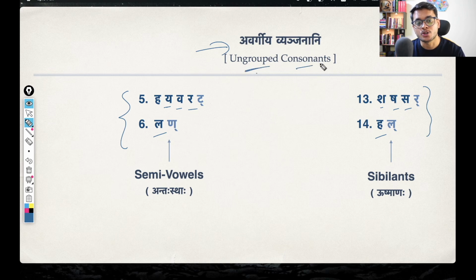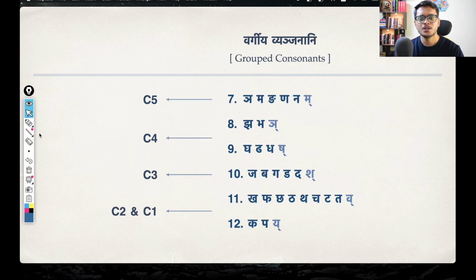They are ungrouped consonants, right? So within consonants also, there is a division, the ungrouped consonants and all the vargiya vyanjana, the grouped consonants. So these two categories, semi-vowels and sibilants, they belong to ungrouped consonants. Okay, and if we move forward, what we are left with is Sutra 7 to 12, they represent all the vargiya vyanjana, all the grouped consonants.